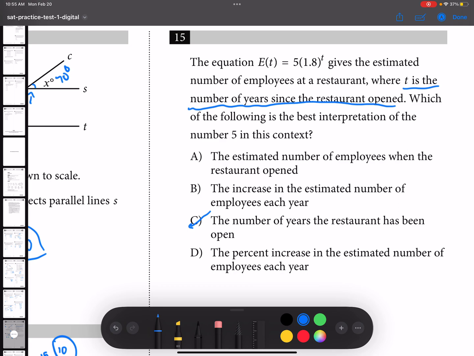Now I go through the rest. It says the estimated number of employees when the restaurant opened. I think I'll go with A as my answer because this is the original amount of employees, and as each year goes by, the number of employees increases. So A would be the answer.